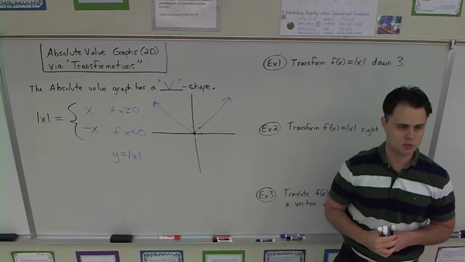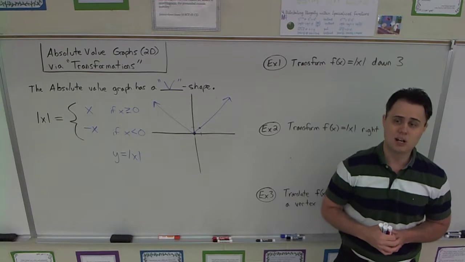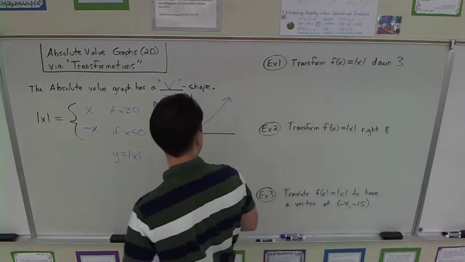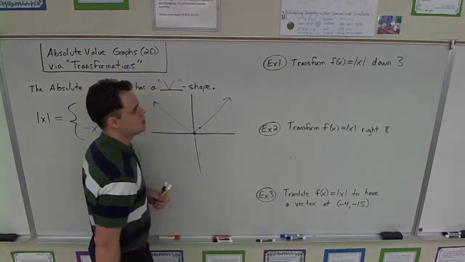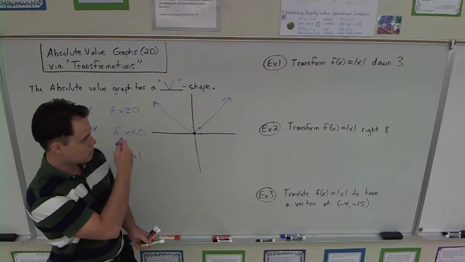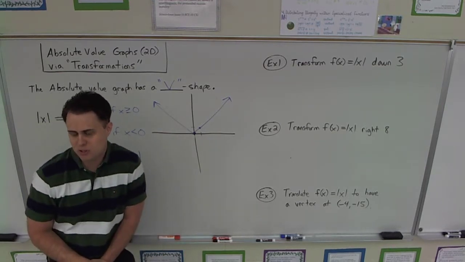So we're going to start with the easy ones and build up. I think there's only one that can be kind of dicey sometimes, and I'm not really going to test you on that during our first chapter. So let's have a look. So first I want to transform f of x equals the absolute value, so plain old that, and I want to take it down 3. We can easily picture what that's going to look like, right?